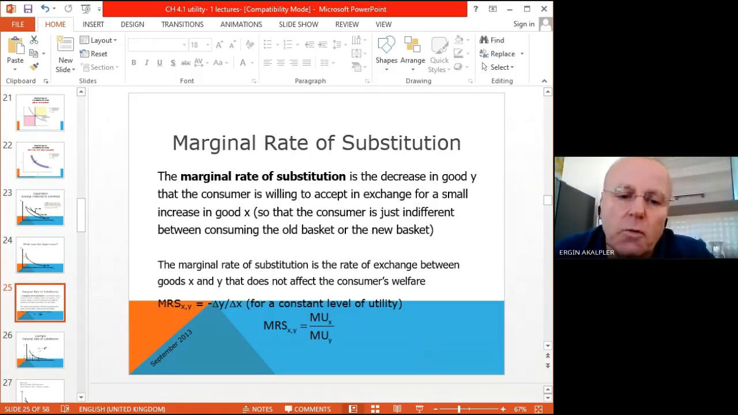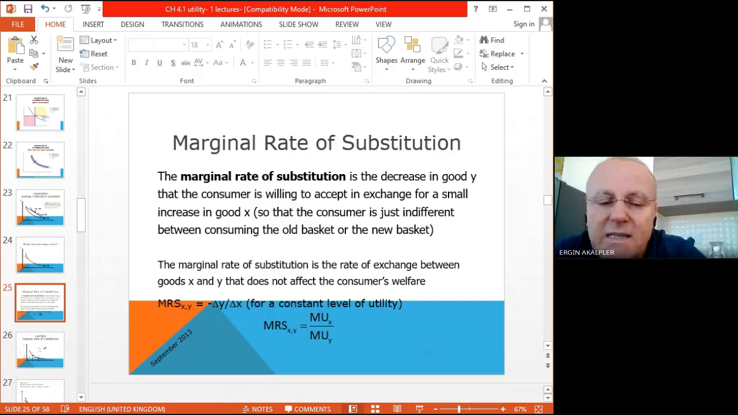As I said to you, the same indifference curve will offer you the same basket. Therefore, the marginal rate of substitution also has a negative slope, because a reduced amount of y or x should be realized for getting x or y, vice versa. Therefore, the marginal rate of substitution is the rate of exchange between good x and good y that does not affect the consumer welfare.